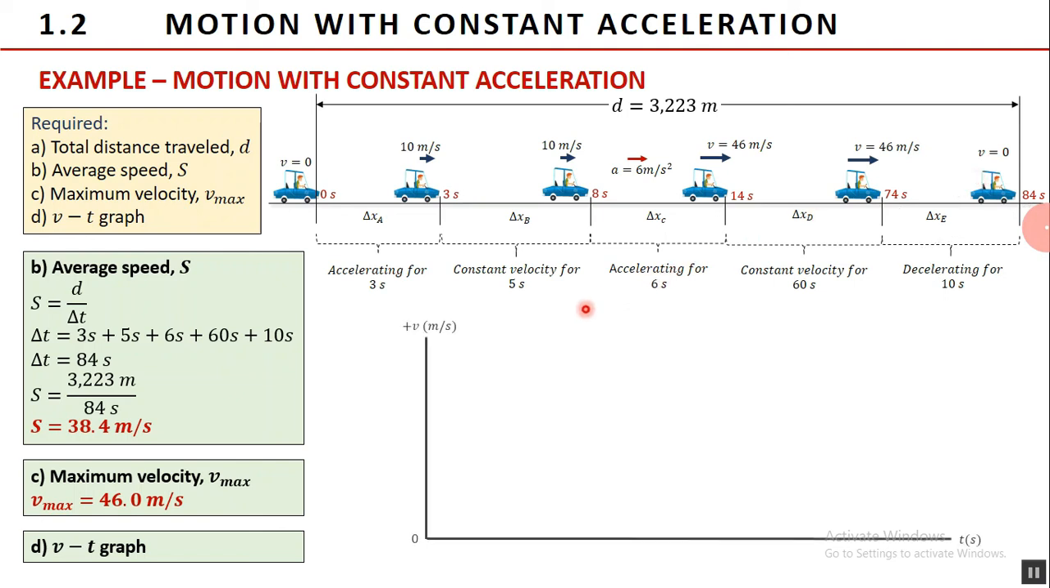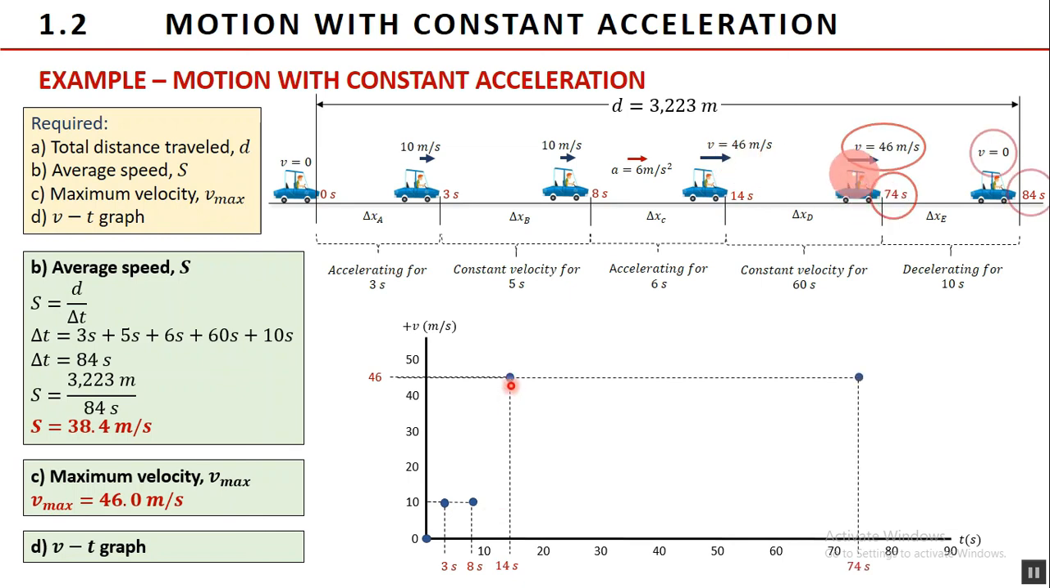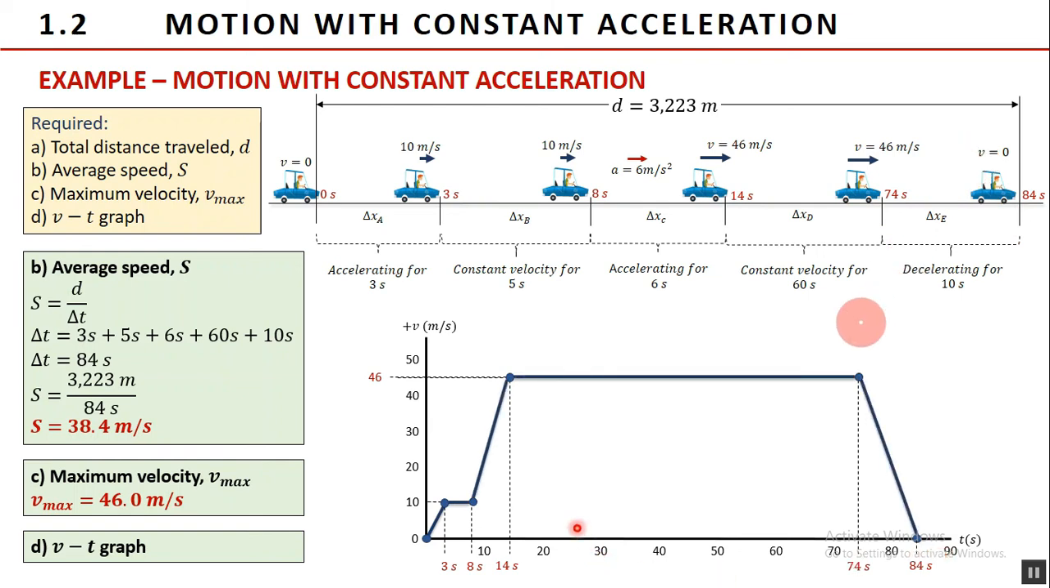After checking these velocities, I guess we're all set to construct the velocity time graph. I conveniently use 10-second increments for the time line as well as for the velocity line. Now we plot the points, using the values of velocity and time. First point will be 0 and 0. Then 3 and 10. 8 and 10. 14 and 46. 74 and 46, and 84 and 0. Then we connect these points using straight lines. And this is how the velocity time graph for the car looks like.